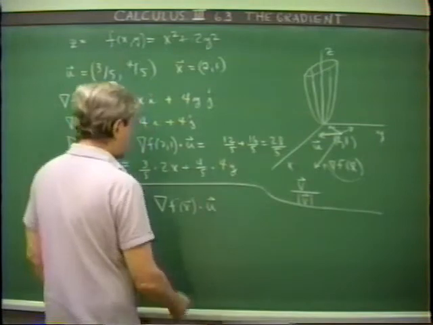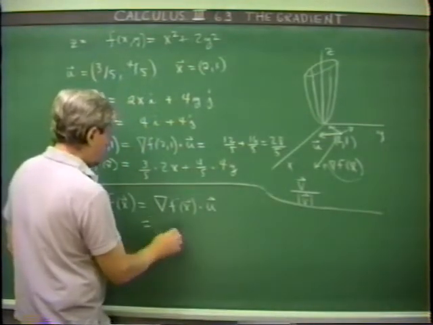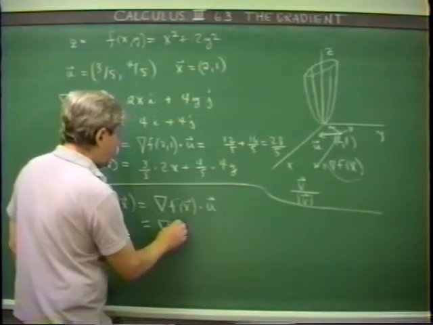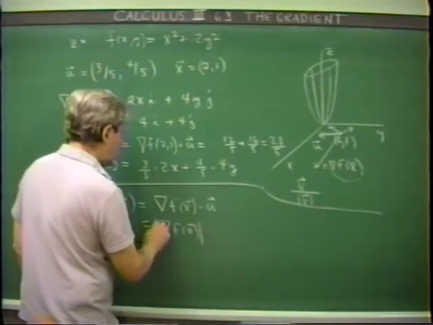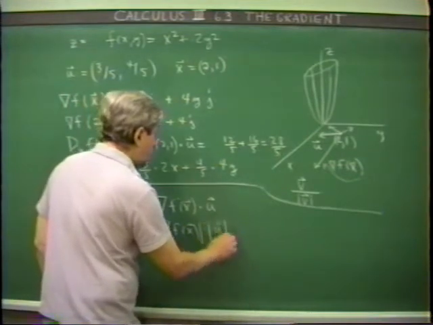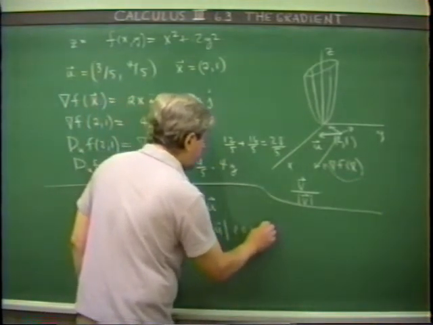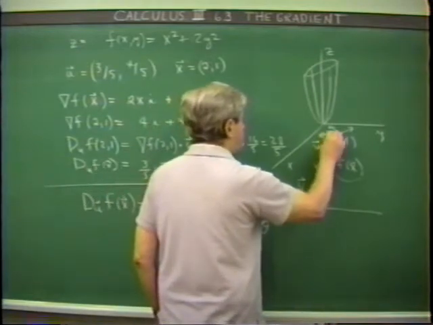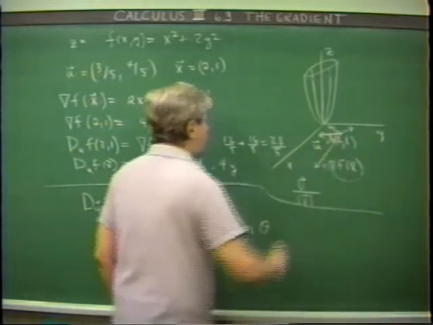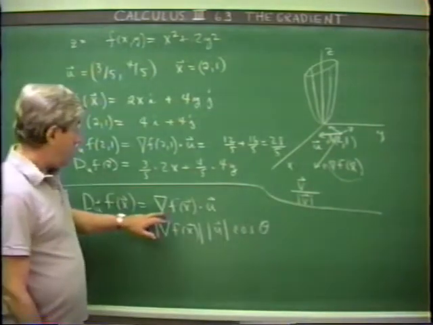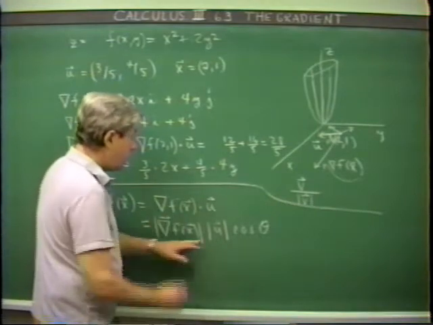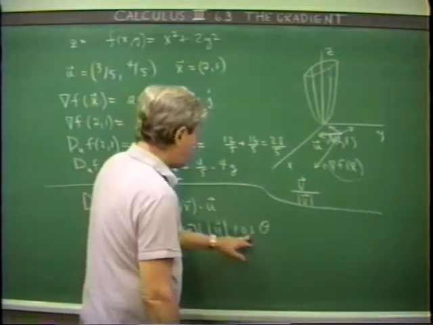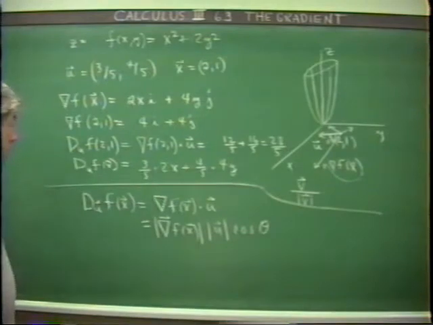Now, by the definition of the dot product, this is equal to the magnitude of the gradient of f at x, times the magnitude of u, times the cosine of the angle theta between those two. So if this was our vector u, and this angle here was theta, then the directional derivative in the direction u is the magnitude of the gradient, magnitude of u is 1, times cosine of theta. Right?